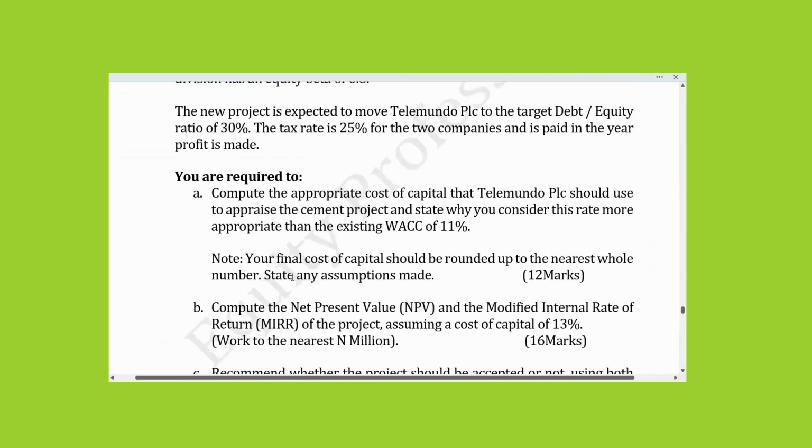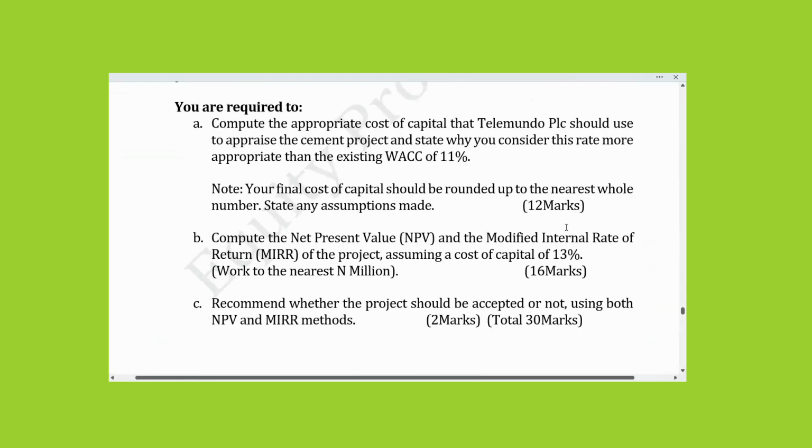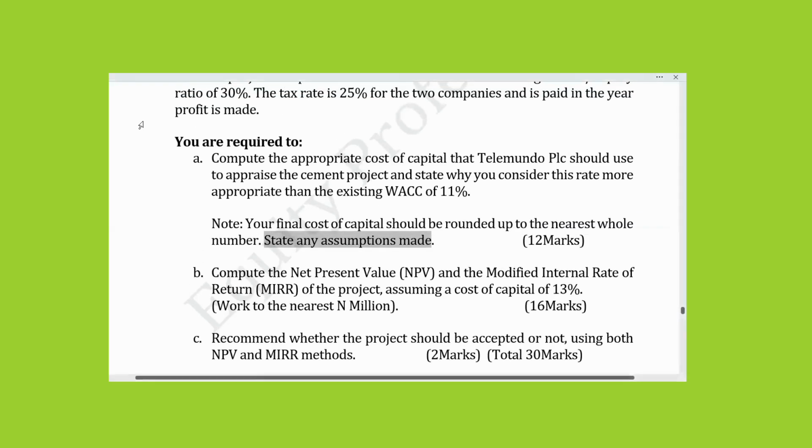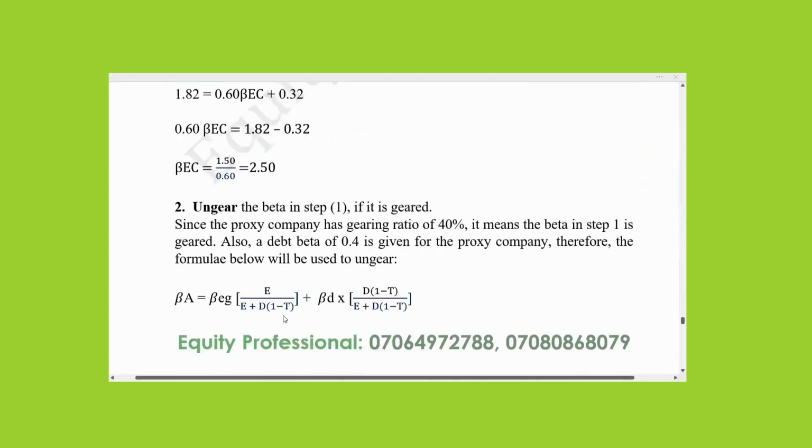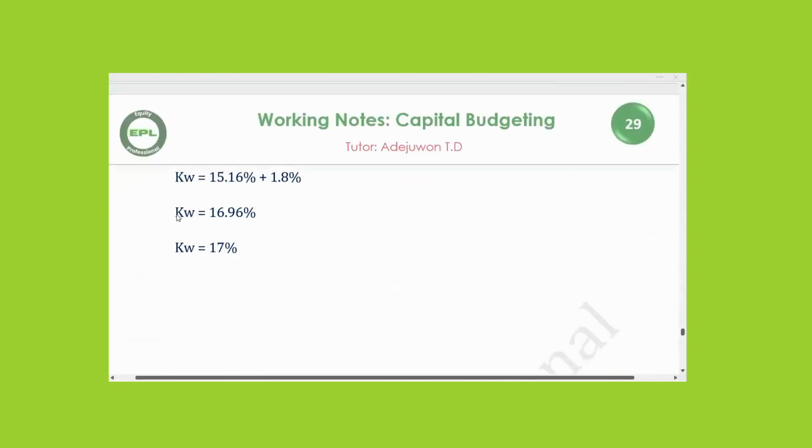So examiner says, see, you cannot earn your 12 marks. There's no way you are going to earn these 12 marks if you don't state your assumption. Examiner says, number one, you should round your final figure to whole number. Then number two, you have to state your assumption. What are the assumptions you have made in your calculation? So let's briefly state the assumptions.